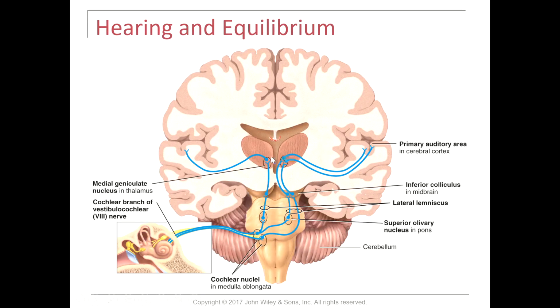But of course, it goes up to the thalamus, where the thalamus goes, we should do something about this, and sends information to the primary auditory area within our temporal lobe.